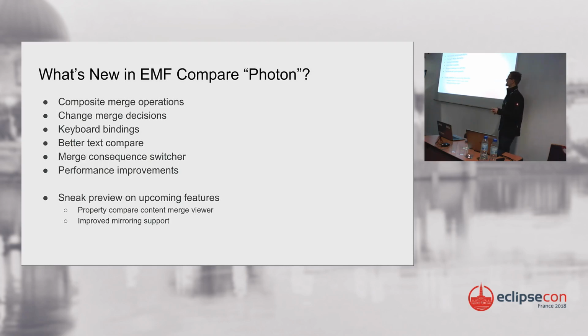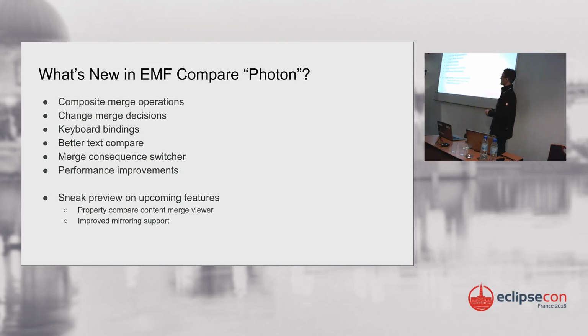First of all, we have composite merge operations where you can, for instance, for one part of your model, say, resolve all conflicts by prioritizing the left or the right version, which is, of course, way more efficient than going through each of those conflicts manually.